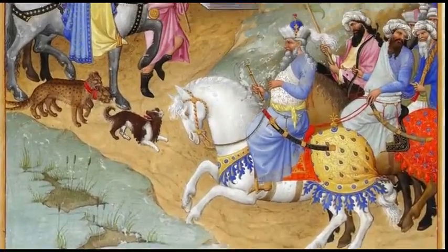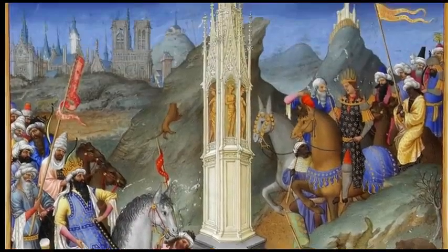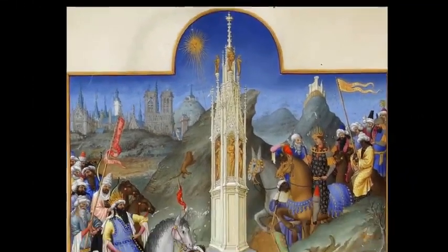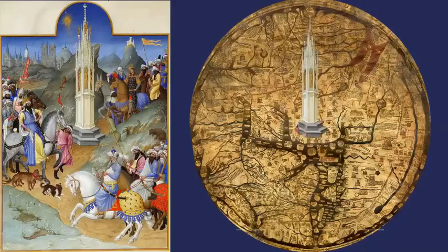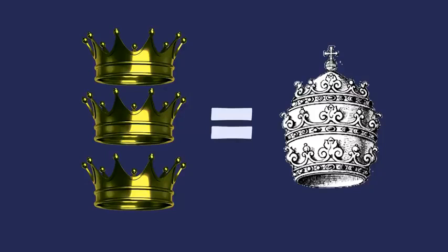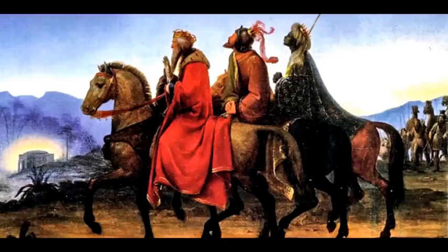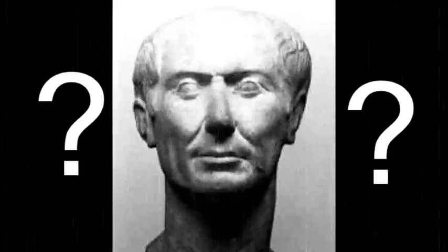Three kings are gathering at a strange building. That would be the Temple of Solomon. Three kingdoms and one crown for him who rules them all. Now the three kings are paying tribute to their new Lord, Jesus Christ. Or was it Julius Caesar?